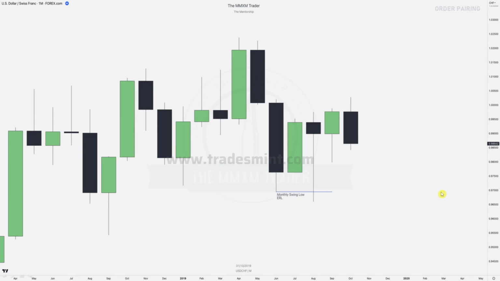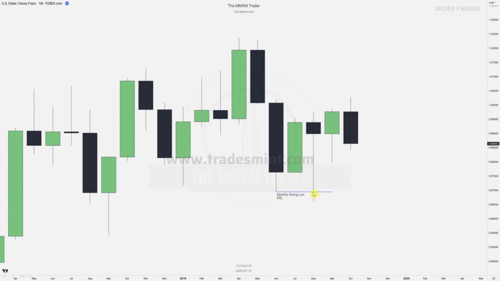So over here we have a US dollar Swiss franc monthly chart, and this is going to be an example about the monthly external range to internal range liquidity. So we've got this low down here, right? This is external range liquidity on a monthly because this is a swing low. Where does smart money accumulate their long orders? Below old lows, right? So this external range, we can see this external range liquidity raided inside over here.